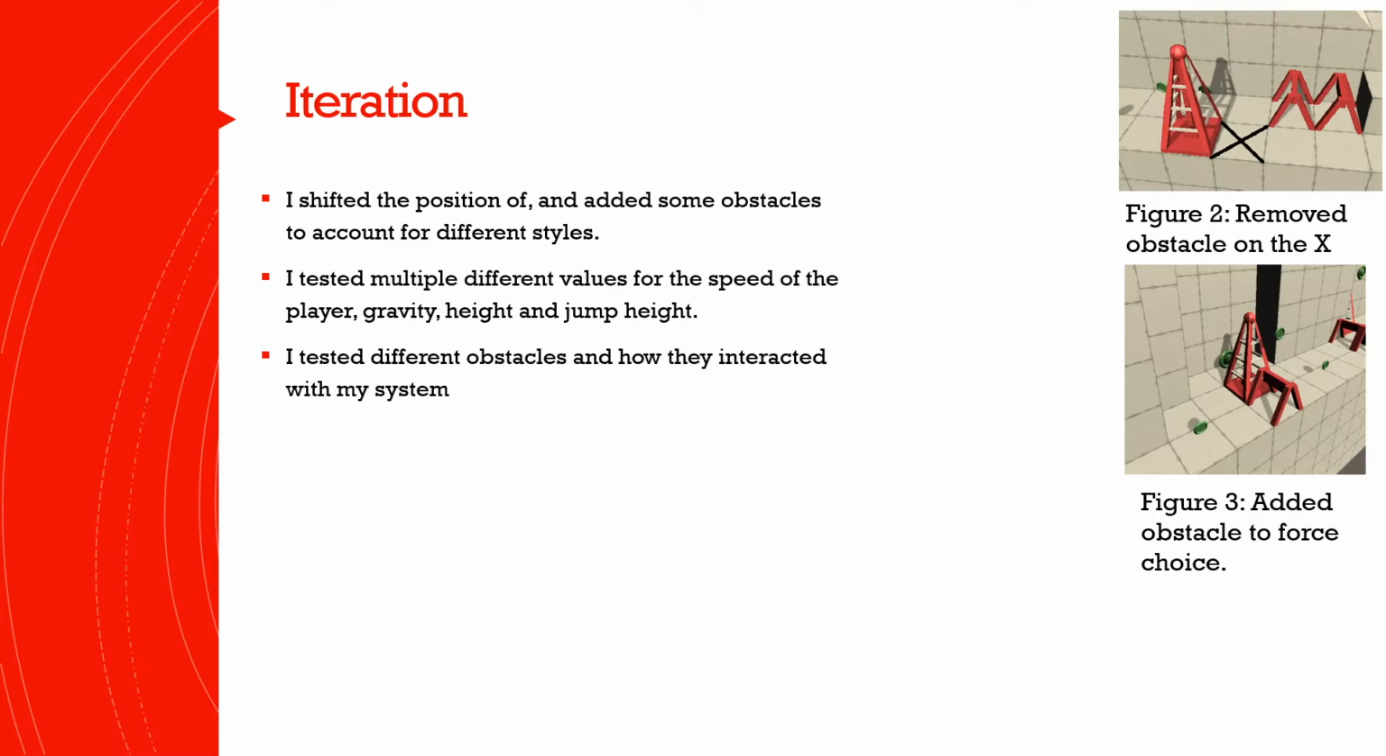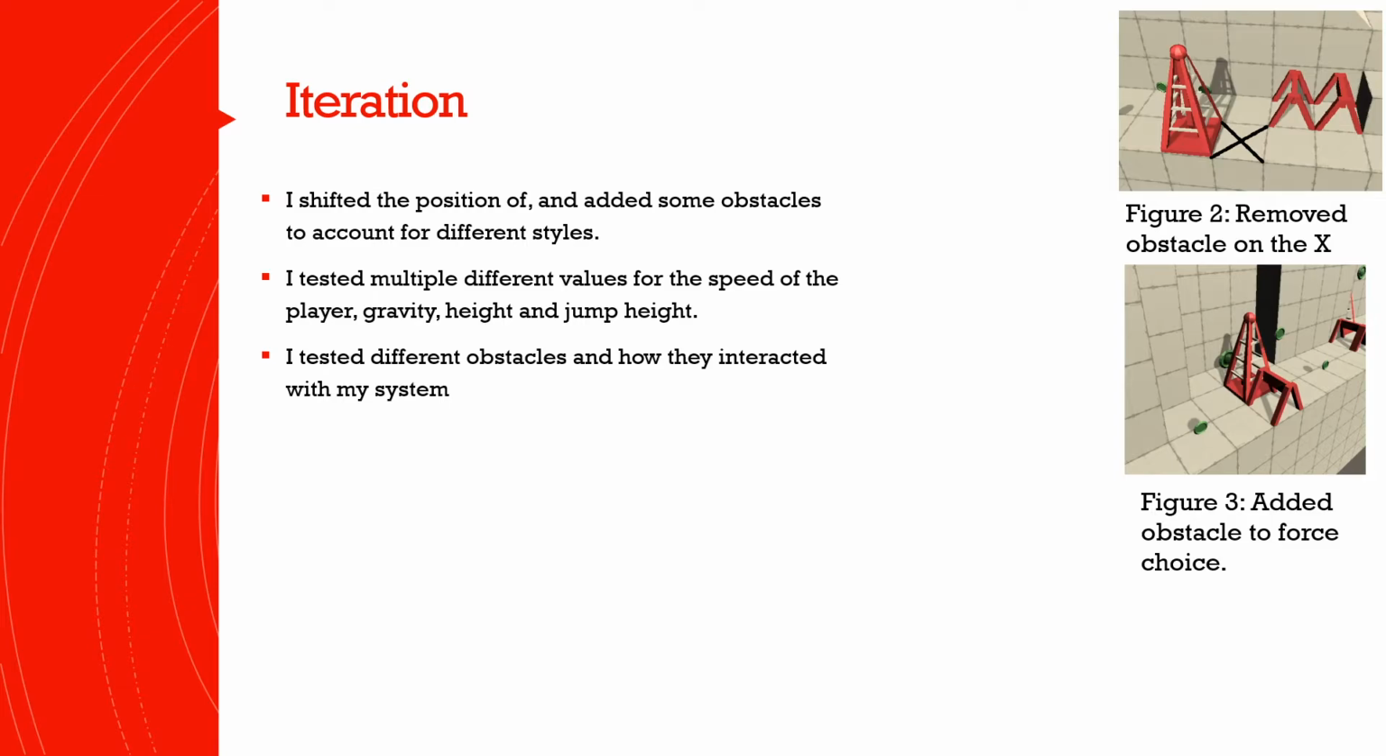I shifted certain obstacles around and moved some. In figure 2, you can see where an obstacle was removed to give the player more options for completing the challenge, where you could either sidestep to the right or jump over the double barricade, where before you were pigeonholed into only doing the jump.